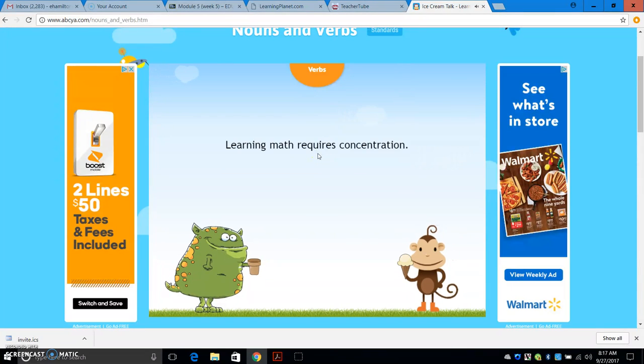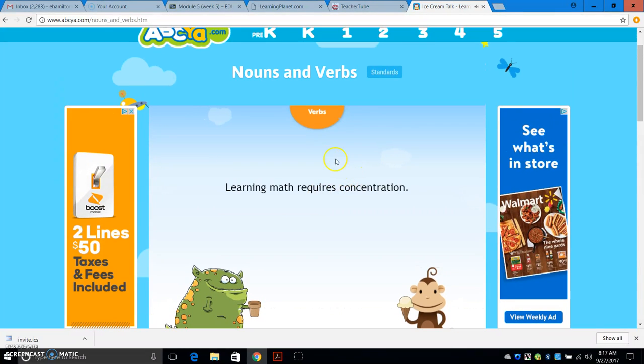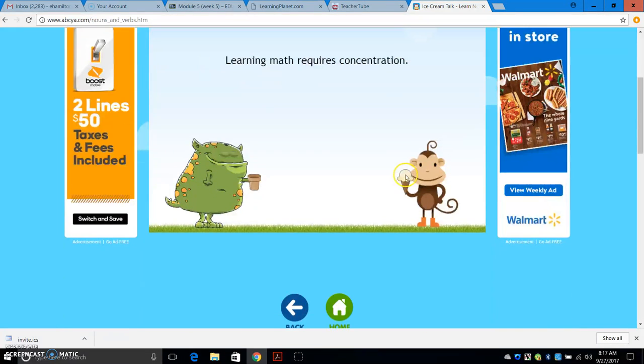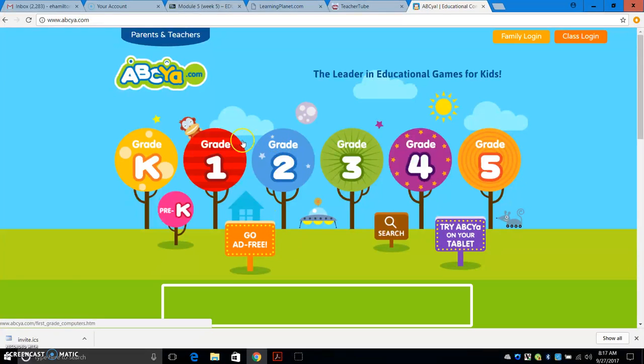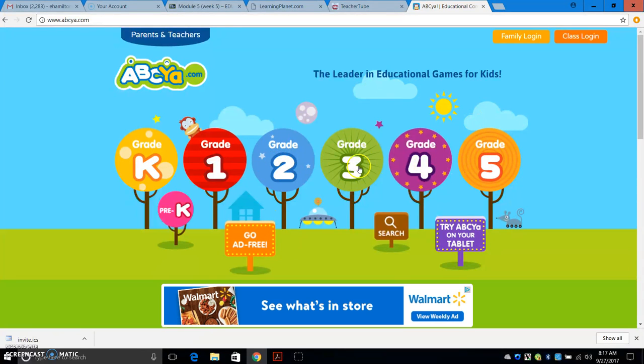So as you can see, it's pretty easy to have students navigate around this site. And again, there's grades K through 5, and a family login, so I guess you can probably do some sort of login as a family account or a class login if you are a teacher, so it might be pretty helpful for you. They also have ABCya on the tablet.